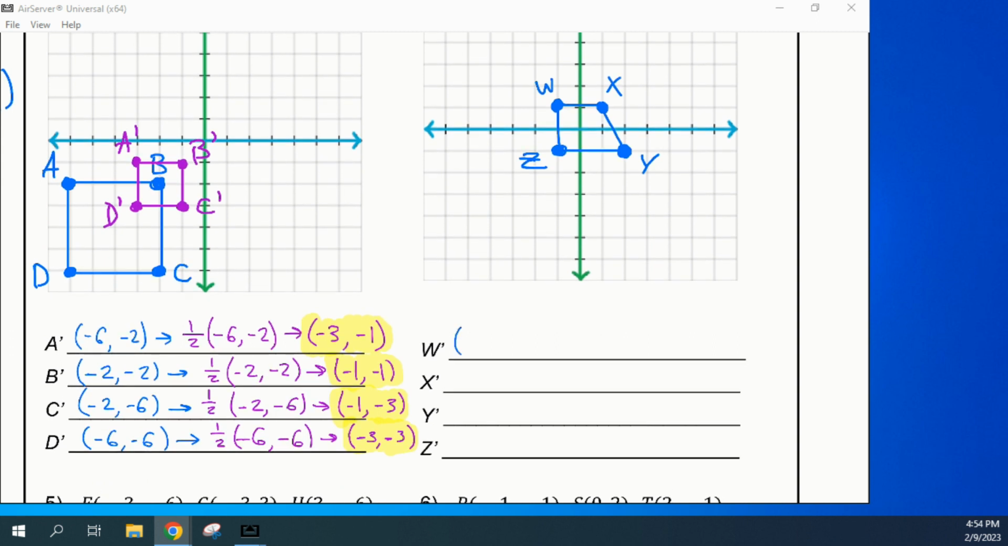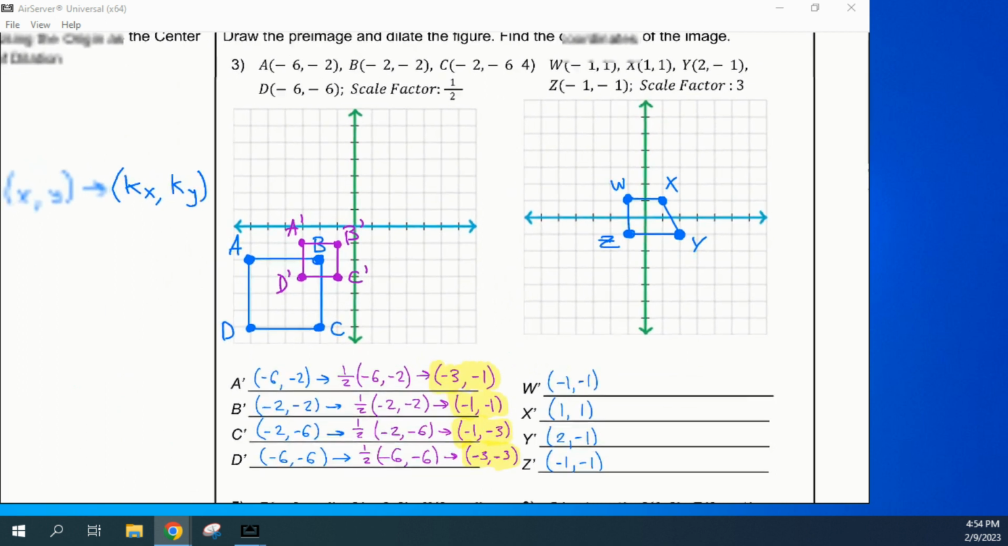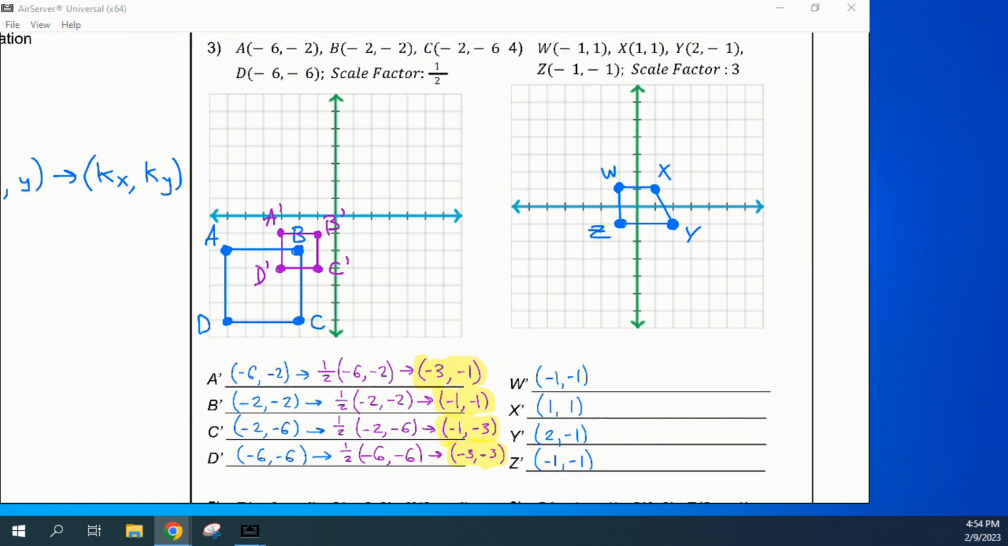So W is at -1, 1. X is at 1, 1. Y is at 2, -1. And Z is at -1, -1. I am going to just double check because I can't see it on my screen. W is at -1, +1. I knew I was going to mess up. So that is going to be here. X is at 1, 1, Y is at 2, -1, and Z is at -1, -1. Okay, we're good. All right.